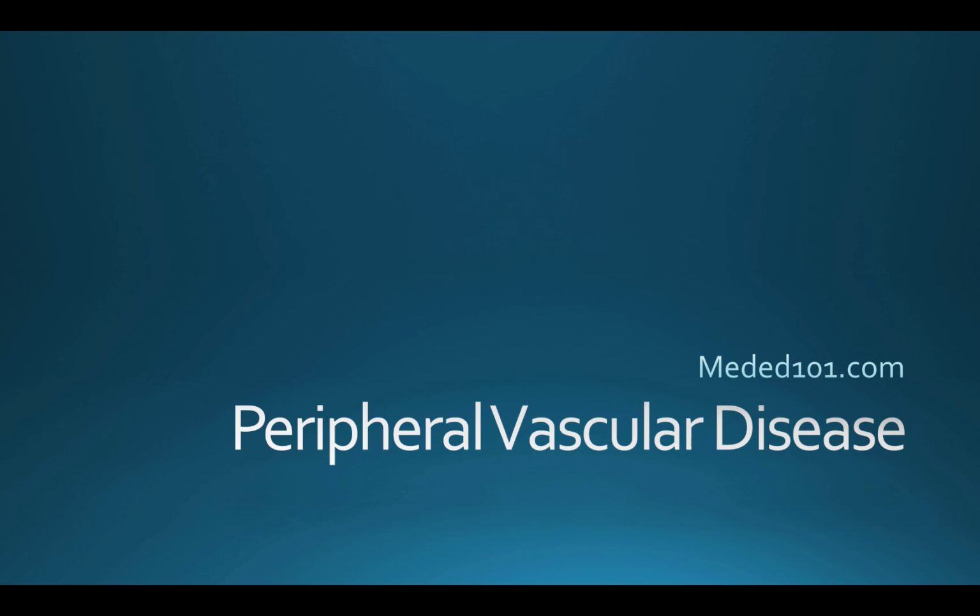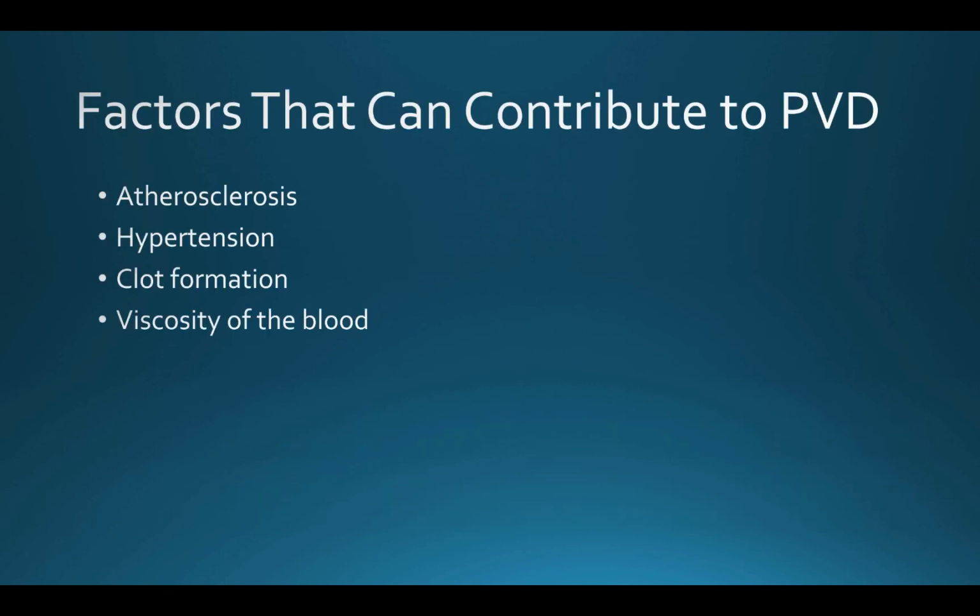Peripheral vascular disease is one of those disease states that has a lot in common, as far as risk factors go, with heart attack, with stroke, with atherosclerotic cardiovascular disease. They often go hand in hand with each other. And you can see, exactly, atherosclerosis, hypertension, clot formation, viscosity of the blood.